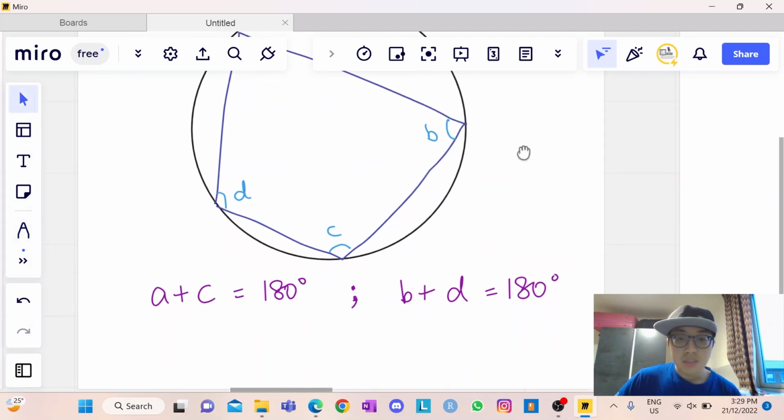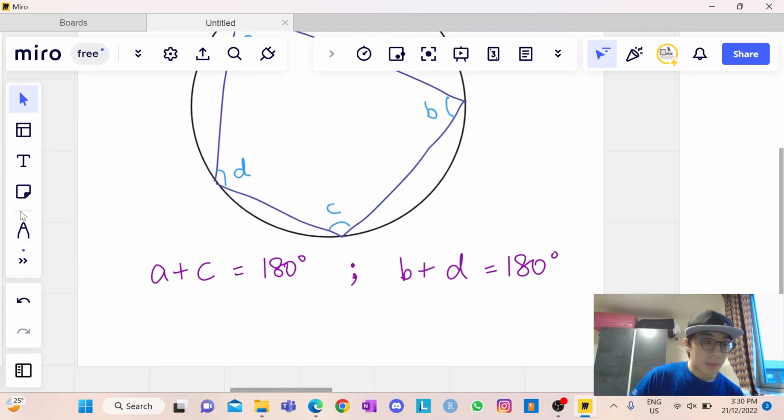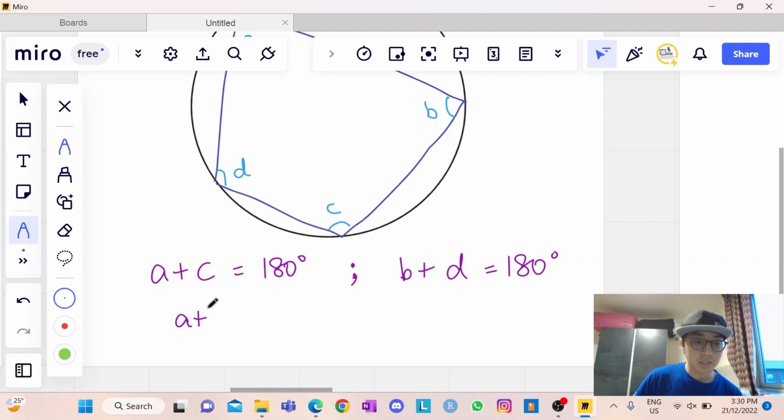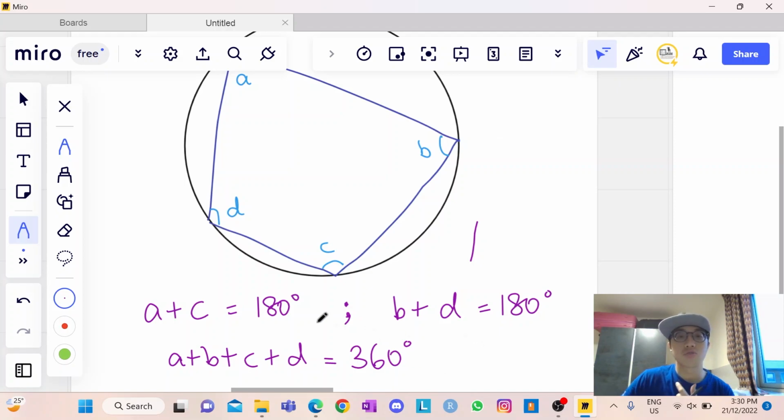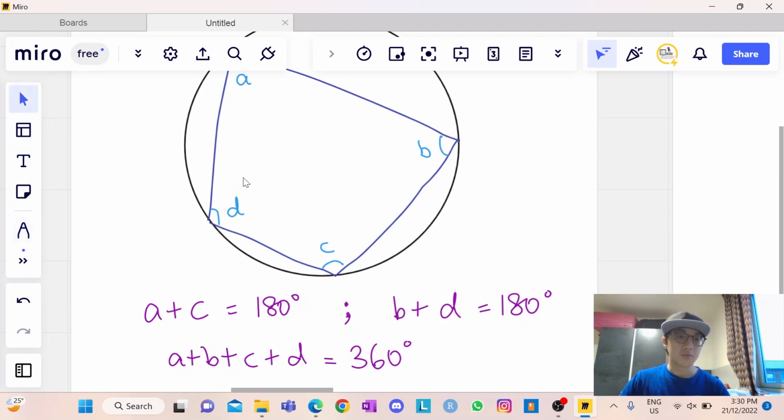And there's one last property here that you always need to remember since it's a quadrilateral. A plus B plus C plus D must always equal 360 degrees. It actually proves that A plus C is 180 and B plus D is also 180. And when you add all of them, it's 360 degrees. So this is all about cyclic quadrilateral. I always like to see this when it comes on an exam because it's just easy.